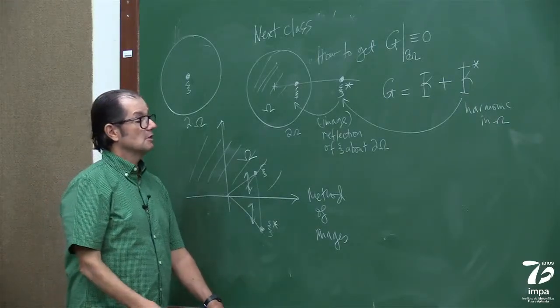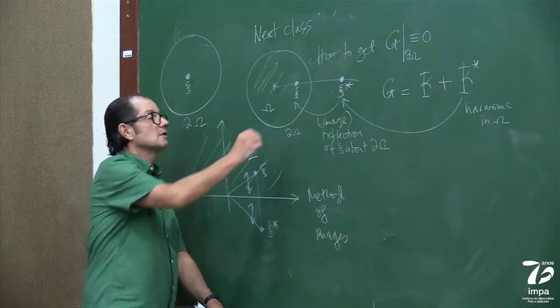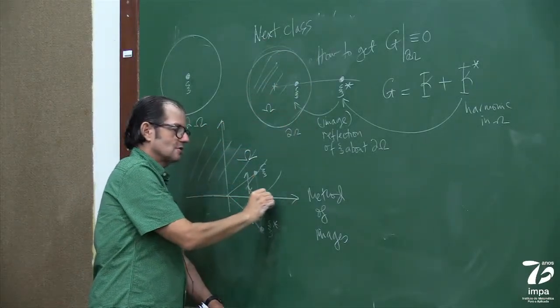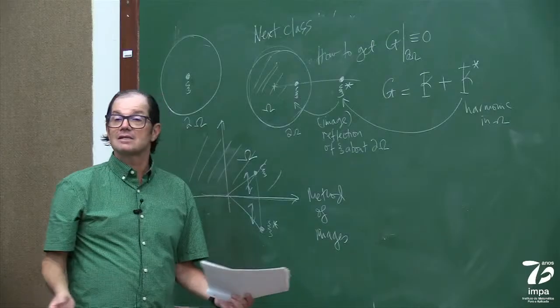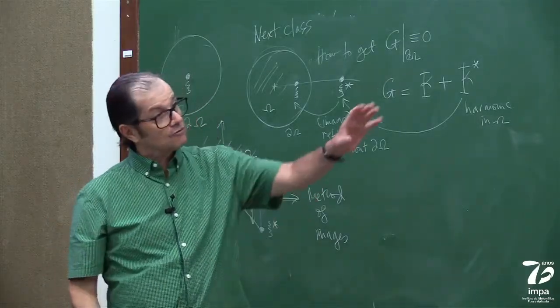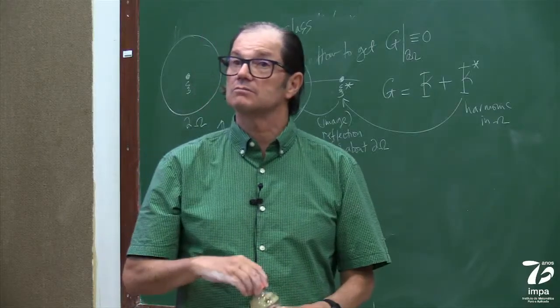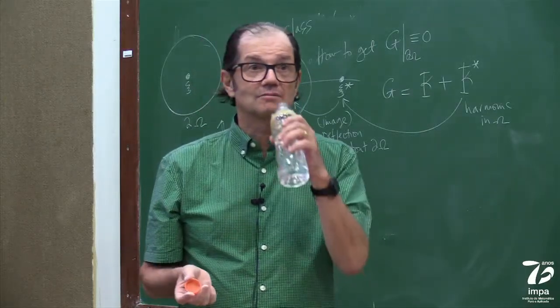And then, of course, if we do things right, we have a Green's function that's 0 here. We have a Green's function that's 0 here. And we can take advantage of that for slightly different reasons than we did with Gauss's law. Next class.